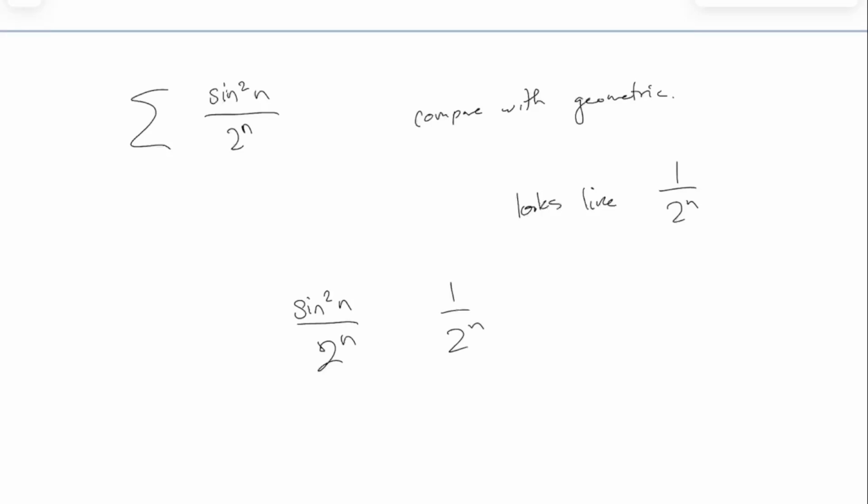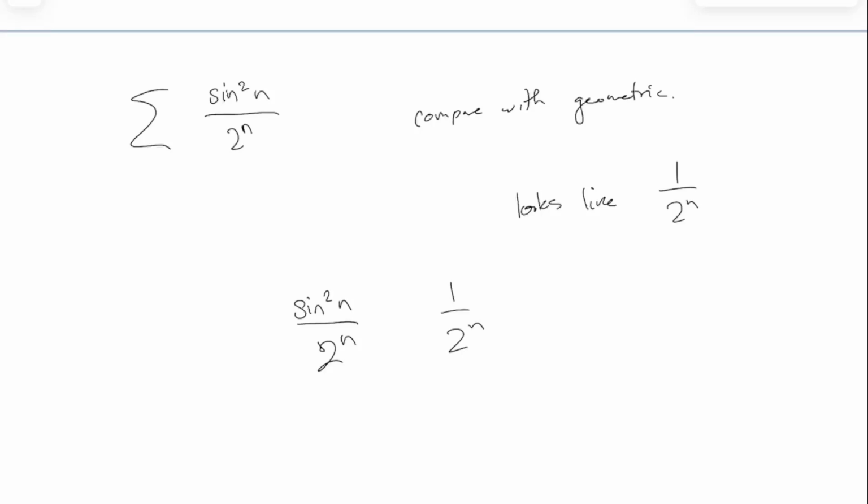What goes in the middle? I'm either going to write a less than sign or a greater than sign. The denominators are the same, so really it's just a matter of the numerators. Is 1 bigger than sine squared, or is sine squared bigger than 1? I think 1 is bigger. Just sine by itself is between -1 and 1, and if you square that, it's going to be positive, but it's still between 0 and 1, right?